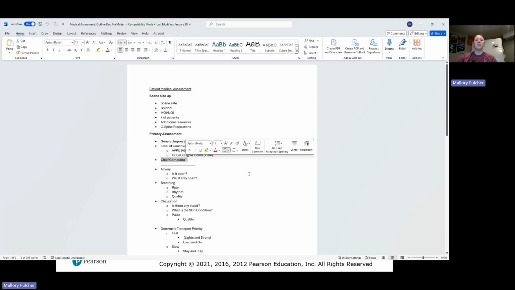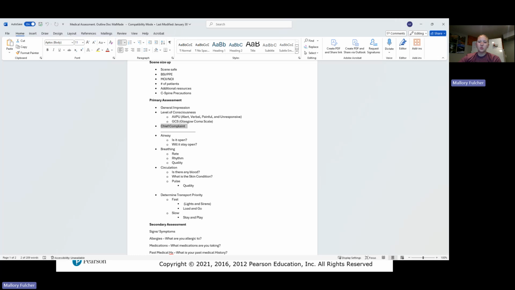So their chief complaint is what they are telling us. We might have gotten dispatched for chest pain, but when we get there and they say, I'm really dizzy, dizziness is their chief complaint. Anytime we have that where dispatch isn't quite matching up with what the patient is saying currently, usually I'll ask them, okay, well, dispatch said you were having some chest pain. Are you having some chest pain, or is it mostly just this dizziness that's happening? Just to try and clarify what's going on with them. But chief complaint is what they are telling us. And then we go into our airway, breathing, circulation, and determine transport priority.